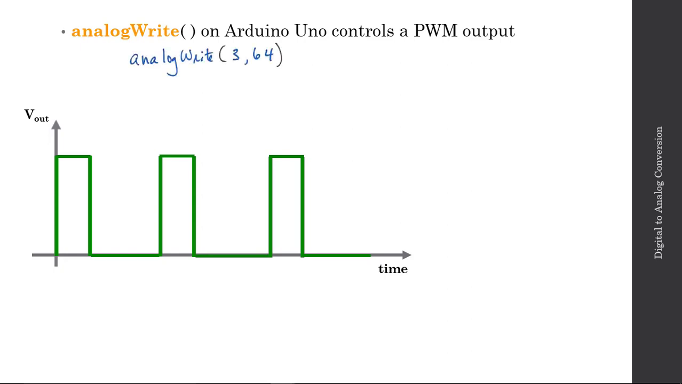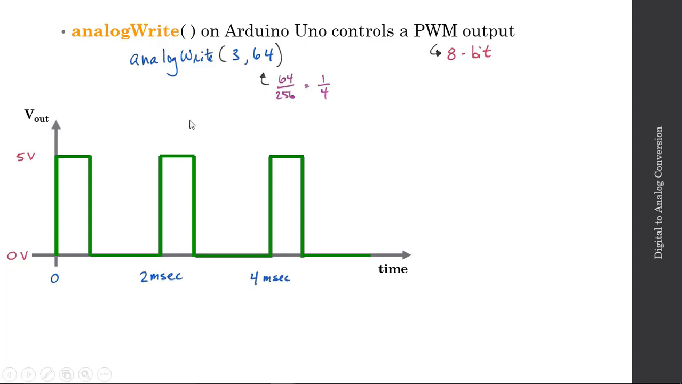I would implement this on my Arduino Uno with an analogWrite command where I send a pin number, comma, the level. So for an 8-bit pulse width modulated output, 64 would give me roughly a quarter. 64 divided by 256 would give me a 1/4 or 25% duty cycle. So this digital output signal is going between 5 volts and 0 volts. And in terms of the timing, the period will be somewhere on the order of 2 milliseconds.